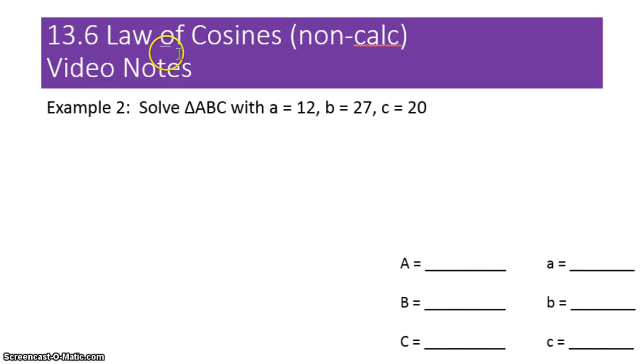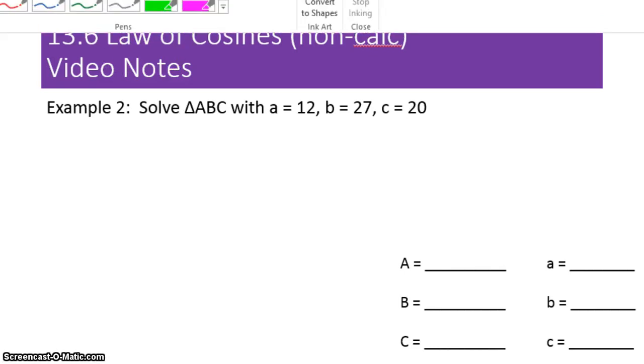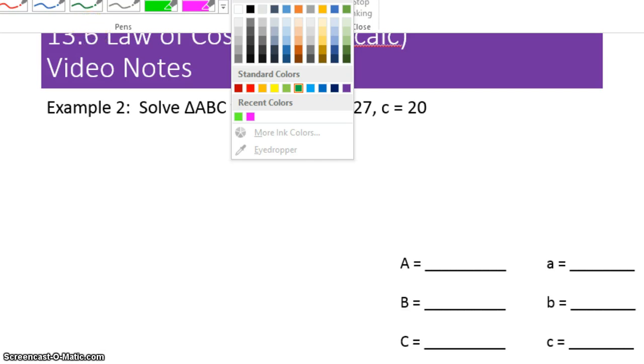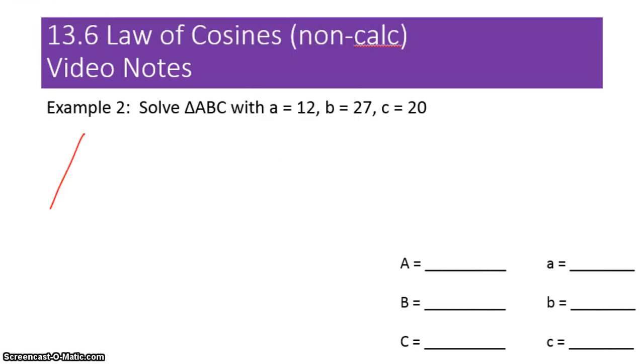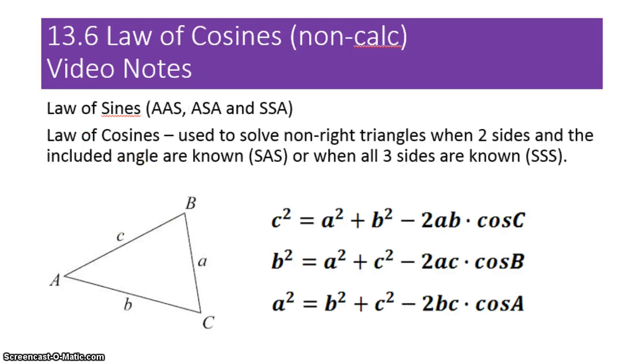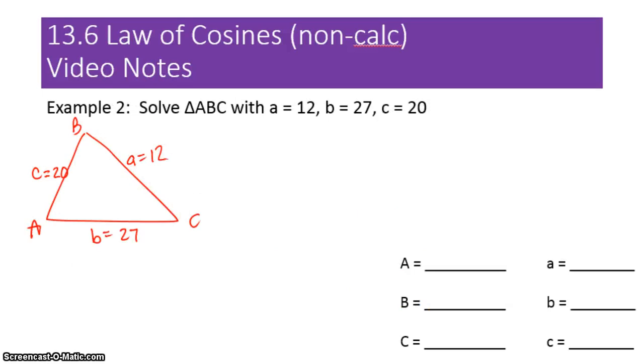This example is side, side, side. So we're going to first draw our triangle. We're going to draw a triangle A, B, C, and we're going to fill in side A is 12, side B is 27, and side C is 20. Remember, the side goes across from the angle. Now, when you have side, side, side, you don't have any angles, and therefore you can actually use any of these three. Okay, so it doesn't matter which one you use.